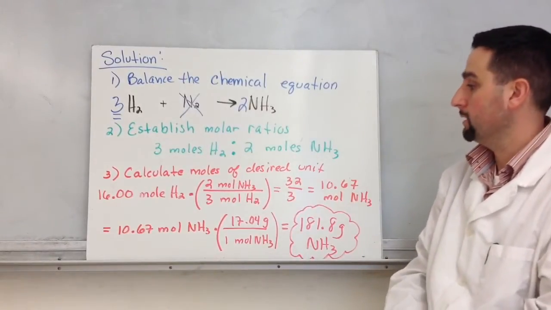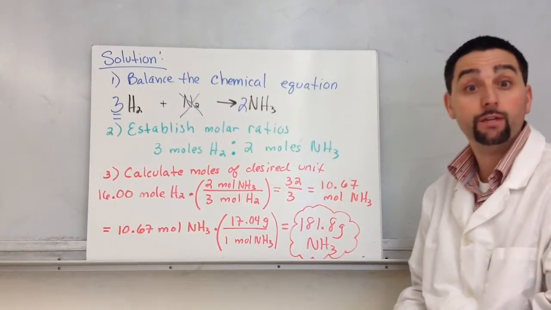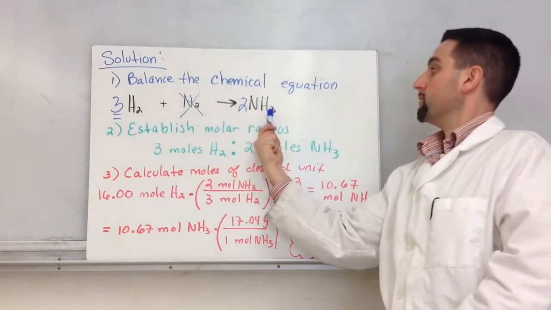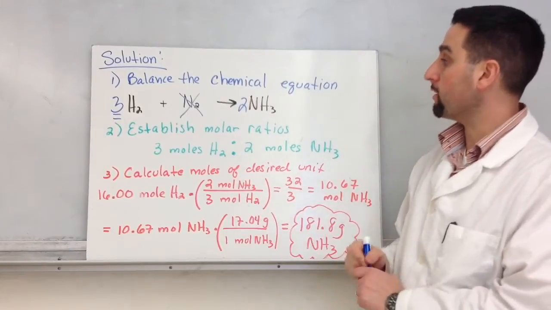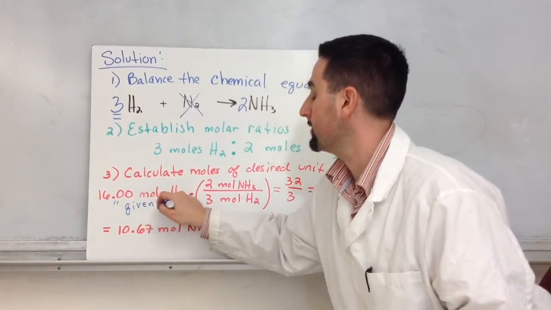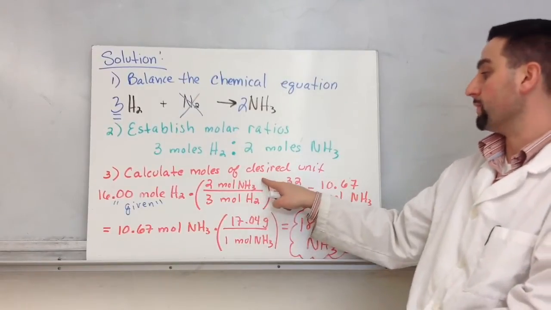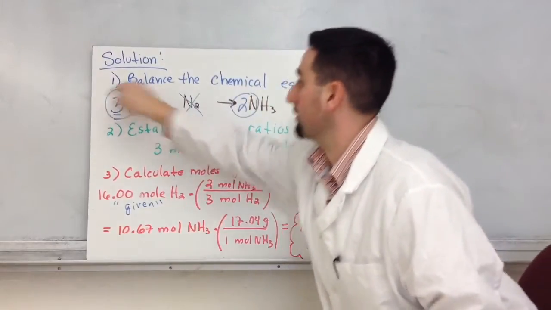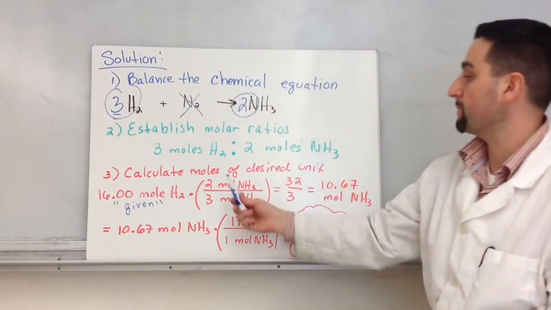Okay? And then finally, in red, calculate the moles of the desired unit. So remember, the only way you can make the jump from hydrogen to seeing how much ammonia that's going to make is to use your ratio. So let's take our given. This was given in the problem here, 16.00 moles. If I want to go from moles of hydrogen to moles of ammonia, I got that ratio from the balanced chemical equation. Okay? So 16.00 times 2 is 32.